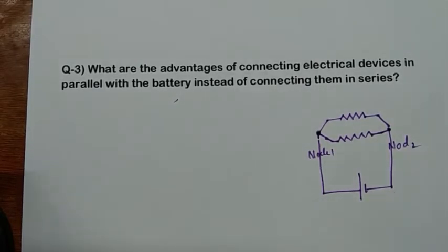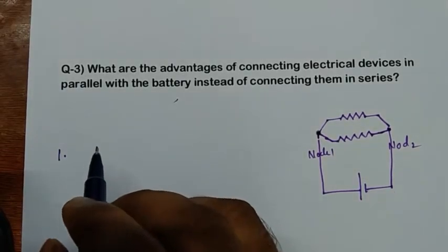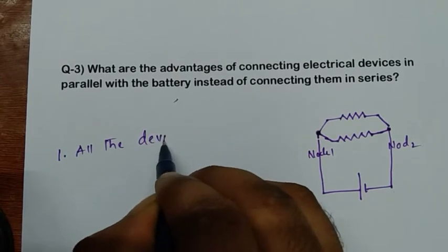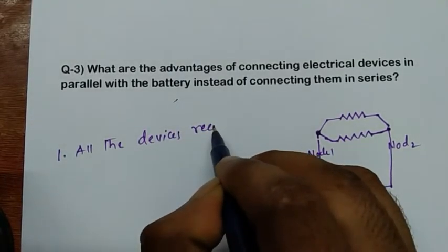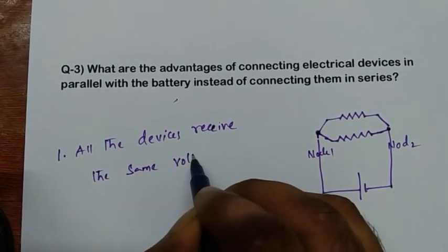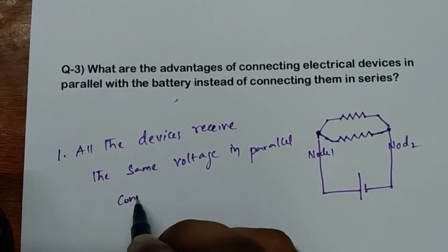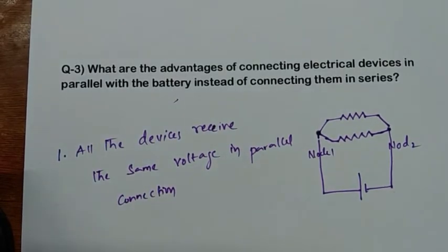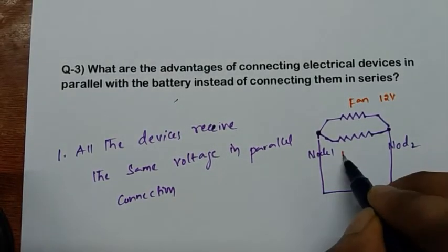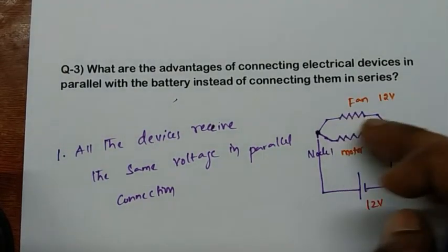So what are the advantages if you connect it like this? The first advantage is that all the devices receive the same voltage in parallel connection. Meaning, for example, if the source is 12 volts, this fan will receive 12 volts, and this motor will also receive 12 volts. So all the devices receive the same voltage.